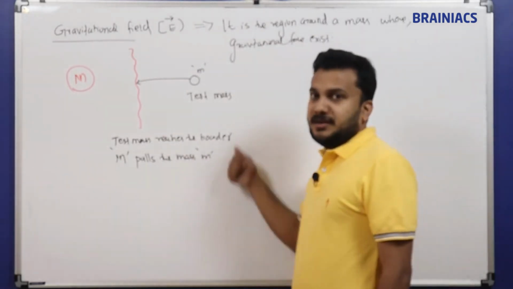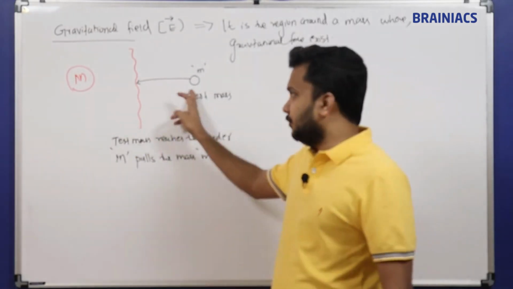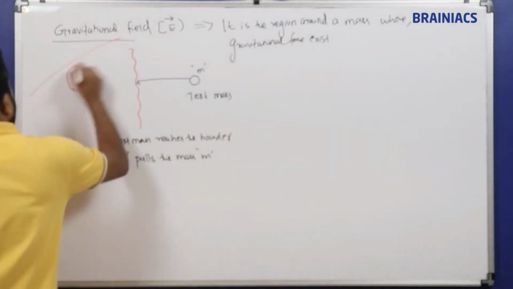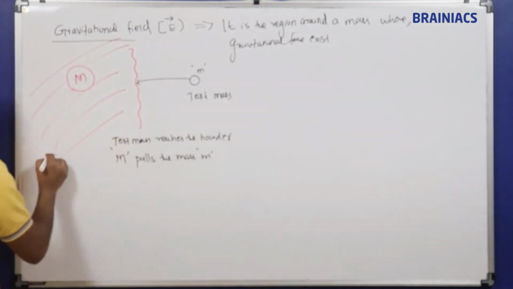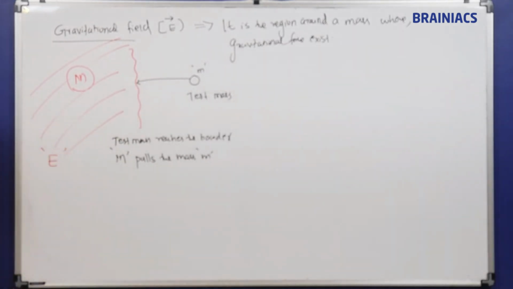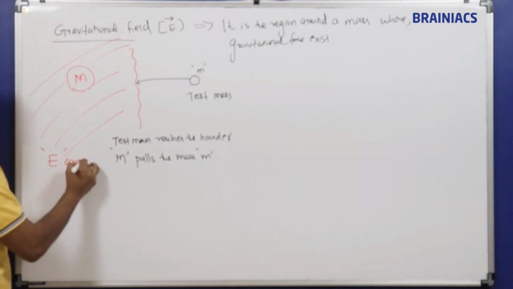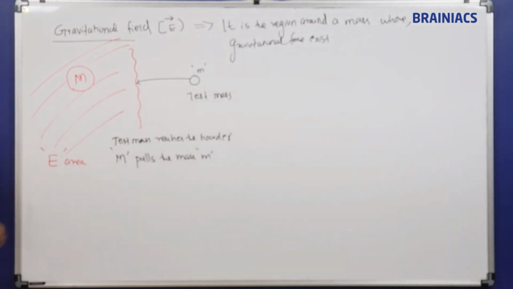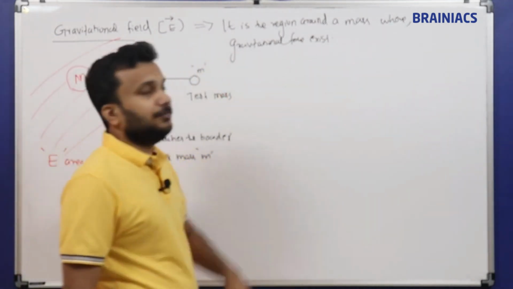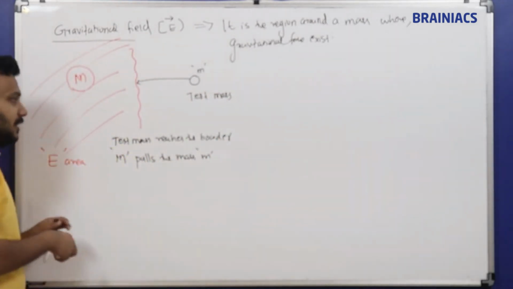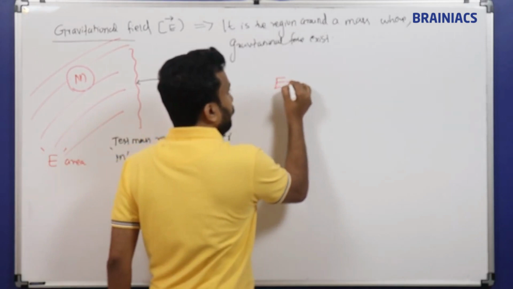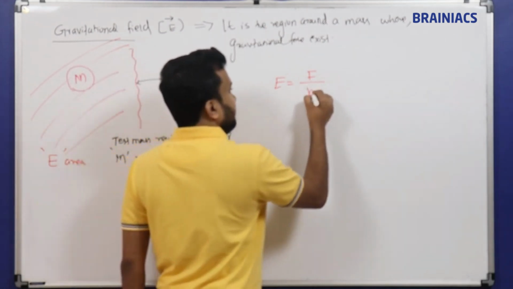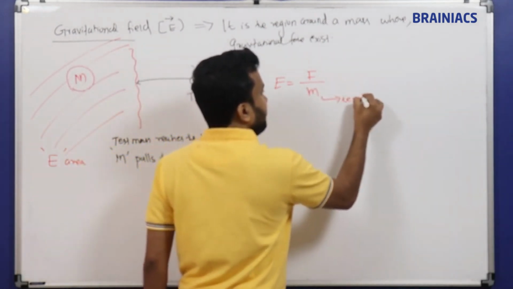So whenever you are entering a certain region, you should obey certain rules, which means an attractive force will start to appear. This area is called the gravitational field area. Now, what is the definition? It is a region around a mass where gravitational force exists. Now, what is the definition of E? E is equal to F, the attractive force between the two bodies, divided by the test mass. This is important. This is called a test mass.